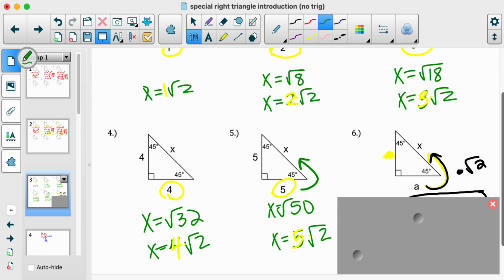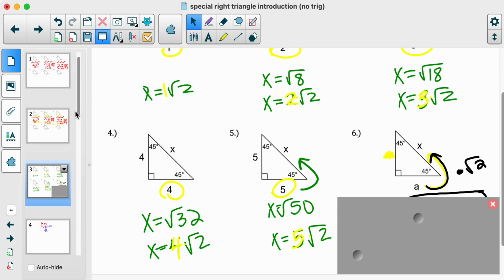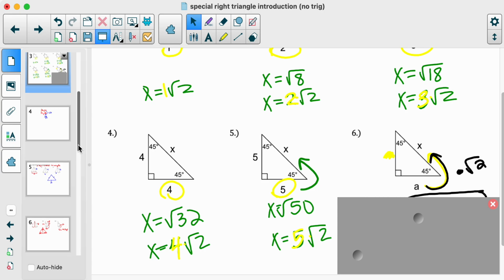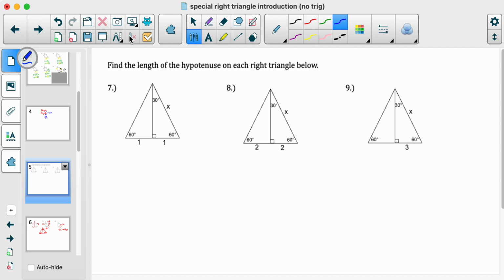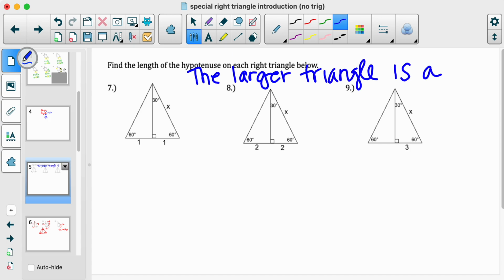Okay, so we're going to do this second part together here. It looks a little bit different. We're not going to use the Pythagorean theorem. Okay, but I need you to notice here, write this down: the larger triangle is an equilateral triangle. What's an equilateral triangle? All sides are equal. And if all sides are equal, all angles are equal.